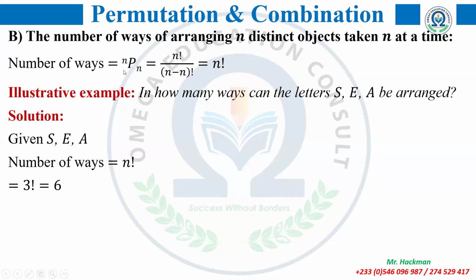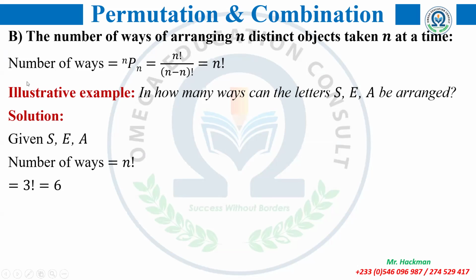So anytime you are given objects and you are asked to arrange all of them, take note. The key word you need to look out for is to check whether the objects are distinct. If I have n distinct objects and I'm arranging all of them, the number of ways will always be the number of objects factorial.